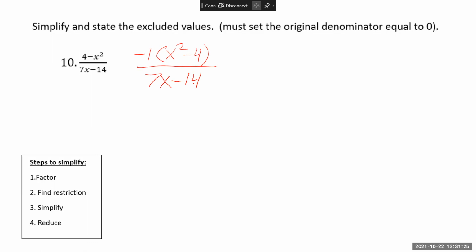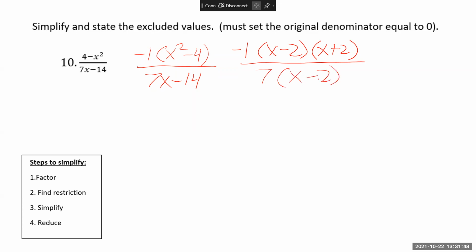That x squared minus 4 then is a difference of squares. X minus 2, x plus 2. The bottom has that 7 that goes into both terms. Factor that 7 out. X minus 2. Stop right there and check for extraneous solutions.